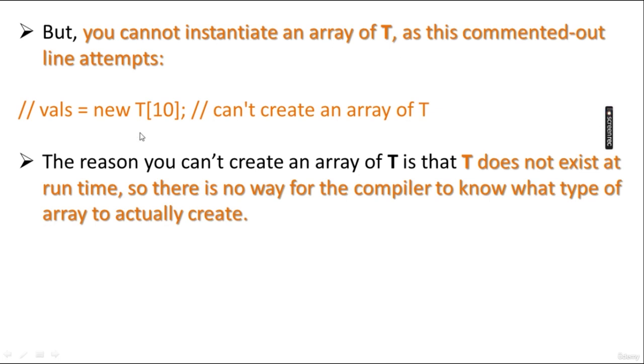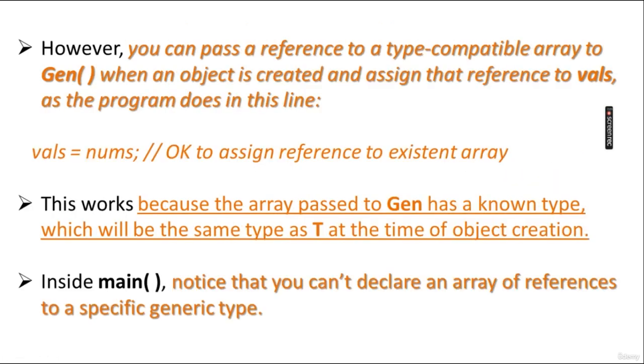which attempts values equal to new T. Cannot create an array of type T. This is wrong. The reason you can't create an array of type T is that T does not exist at runtime, so there is no way for the compiler to know what type of array to actually create. Because of erasure, T is erased at compile time itself, and at runtime the compiler does not know which type of array to actually create.